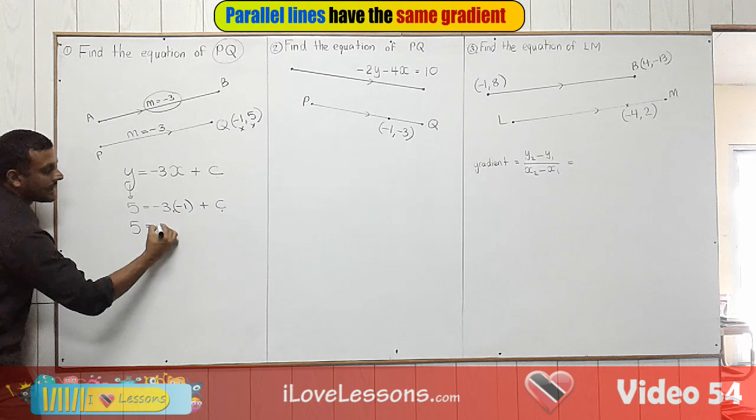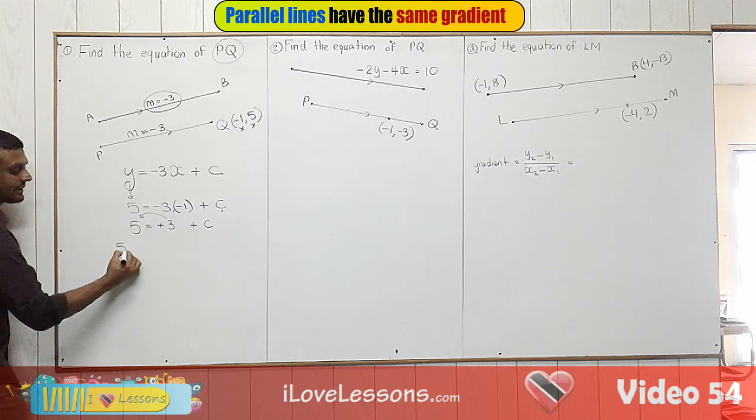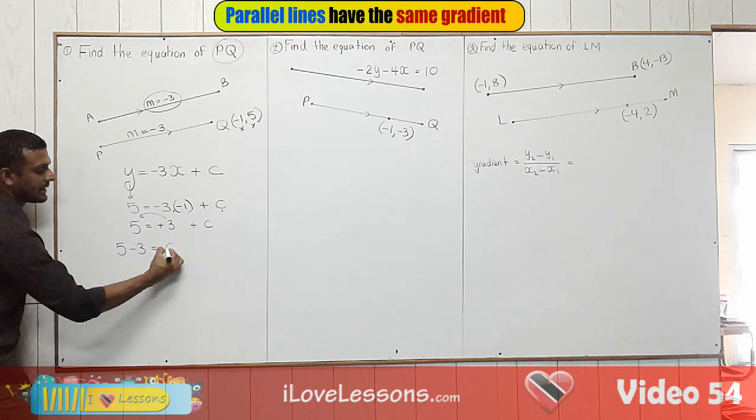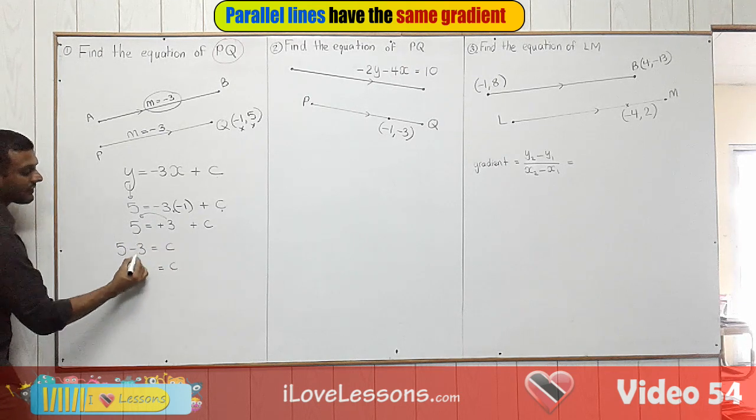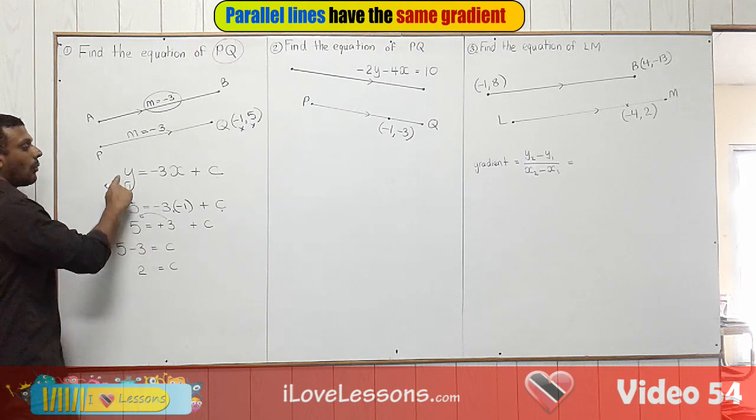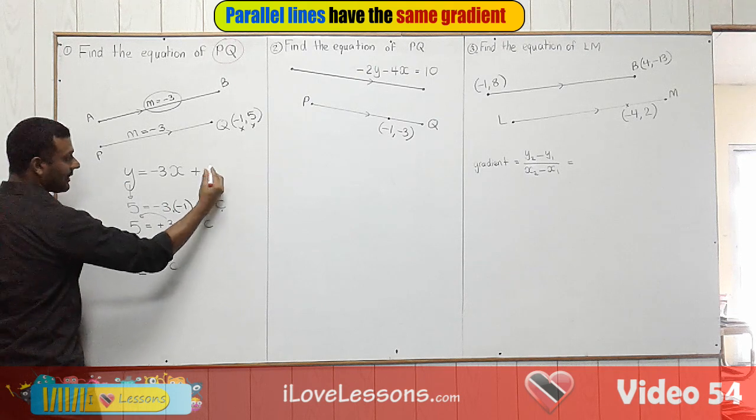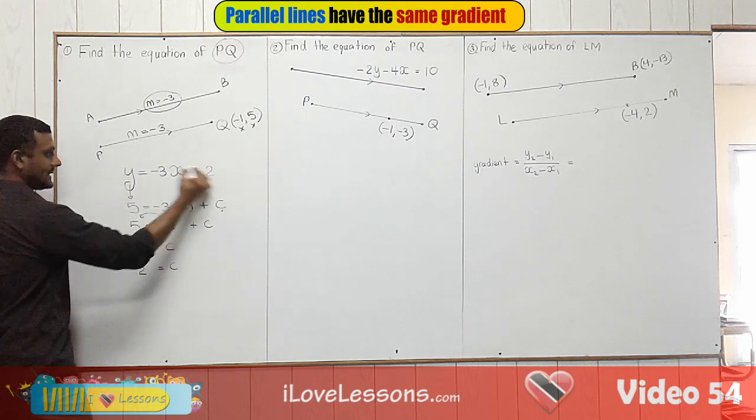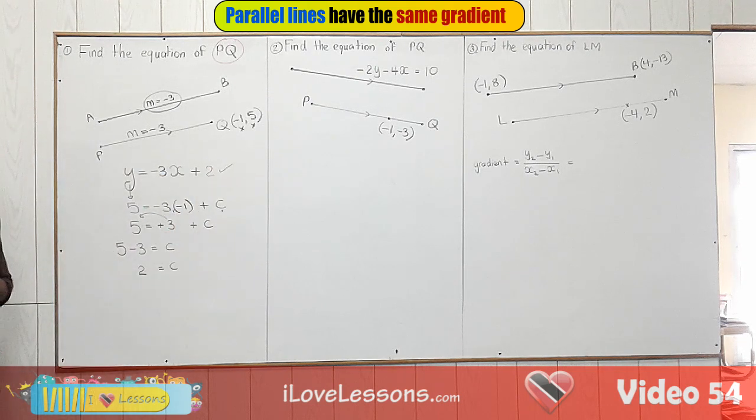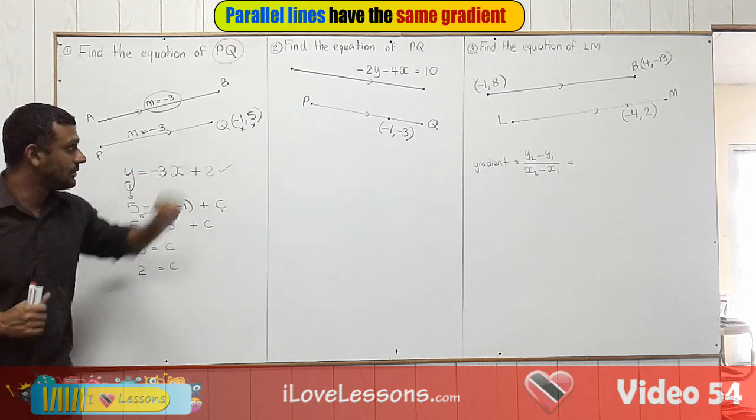-3 multiplied by -1 is +3. Throw across the +3, we will get -3. So C, well, 5 minus 3 is 2. So we just figured out the value of C for this line. So what's my final answer? Y is equal to -3x, because that's the gradient of this line. And the value of C is 2. This is my final answer for the examiner. I have M and I have the value of C for the line PQ.